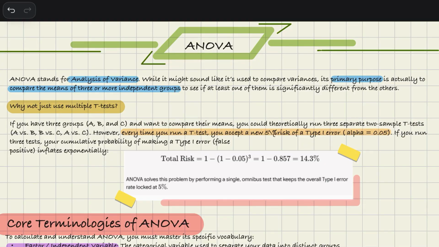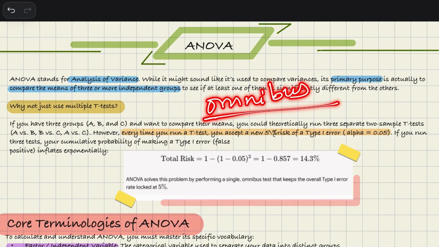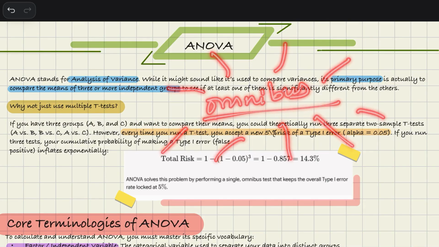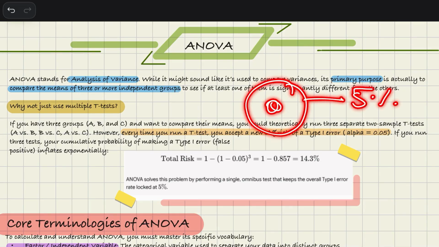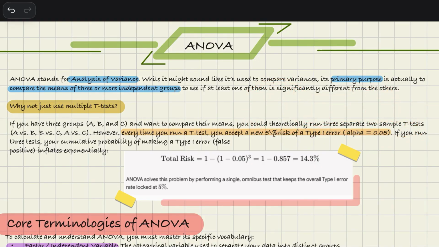ANOVA solves this problem perfectly by running an omnibus test. Omnibus means it considers all the different samples we have. It evaluates all the groups simultaneously in a single shot, keeping our overall risk strictly at 5%, where the significance level is only 0.05. So that is why we use ANOVA.